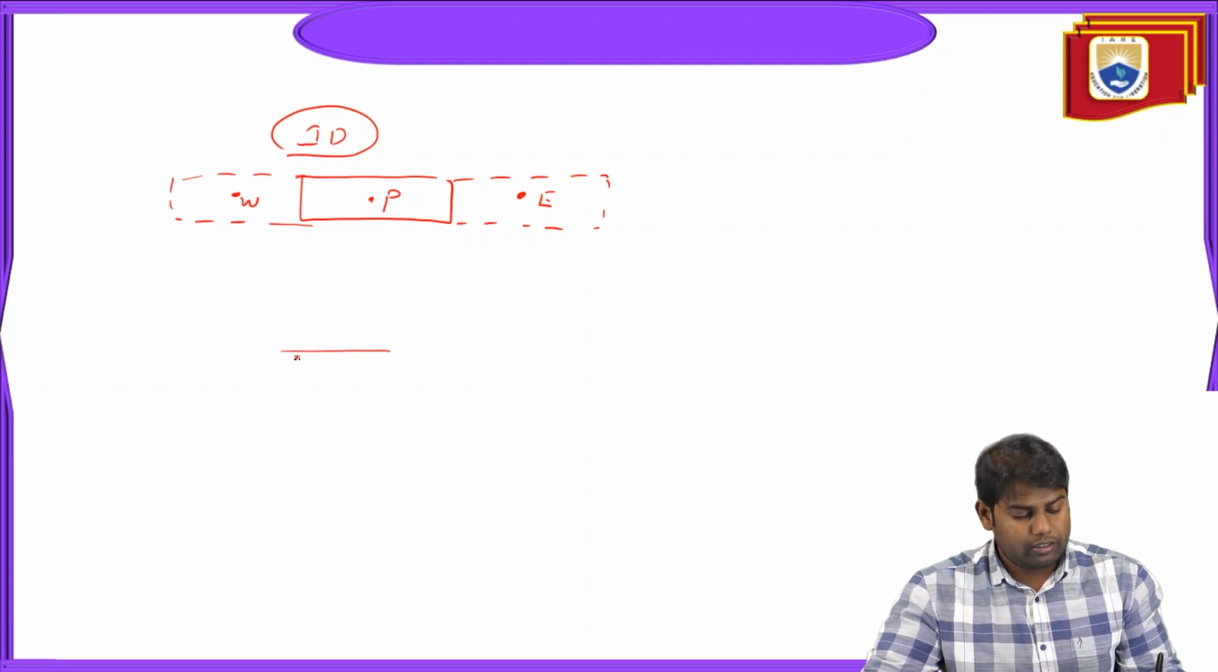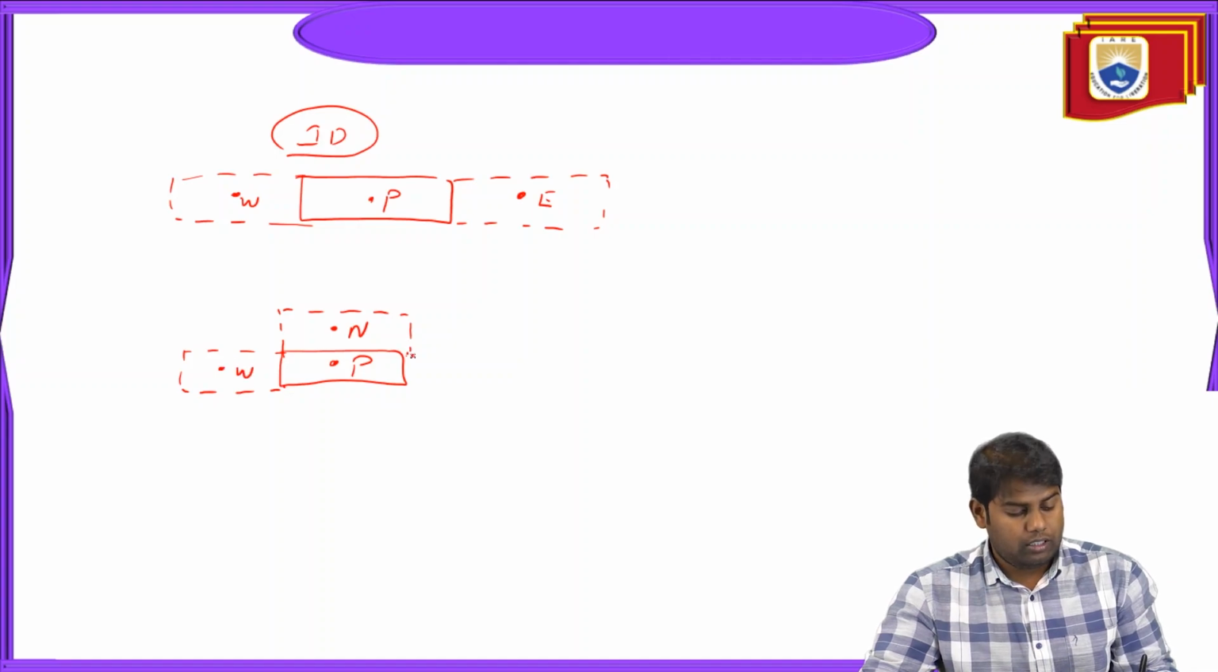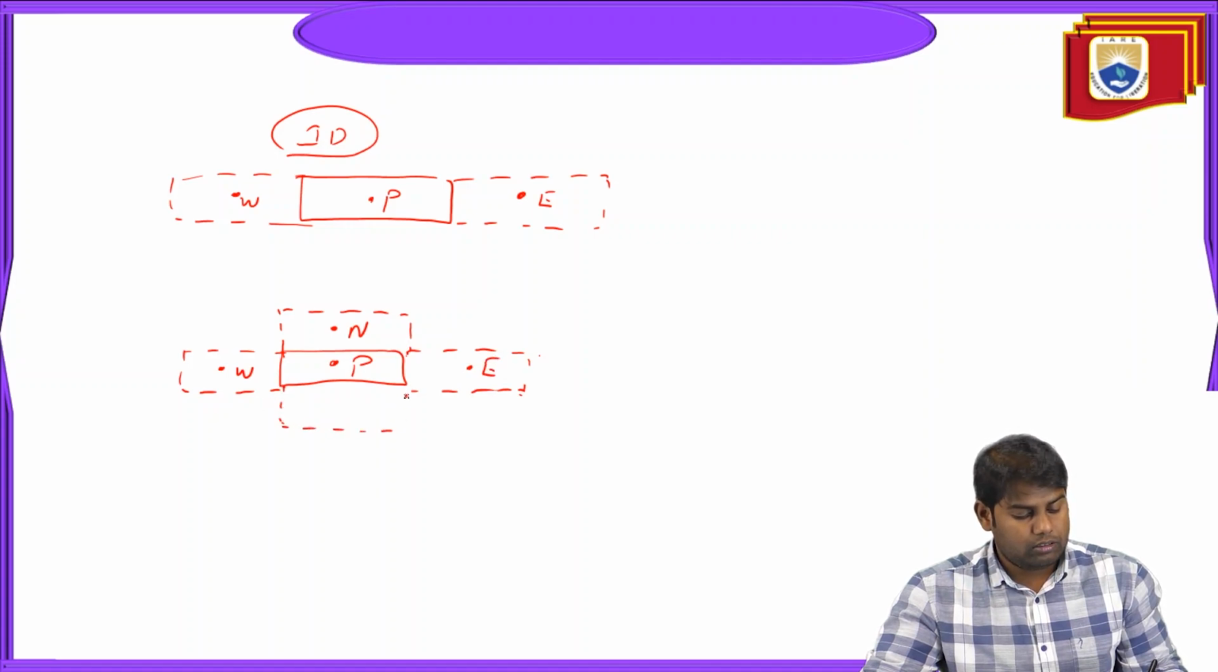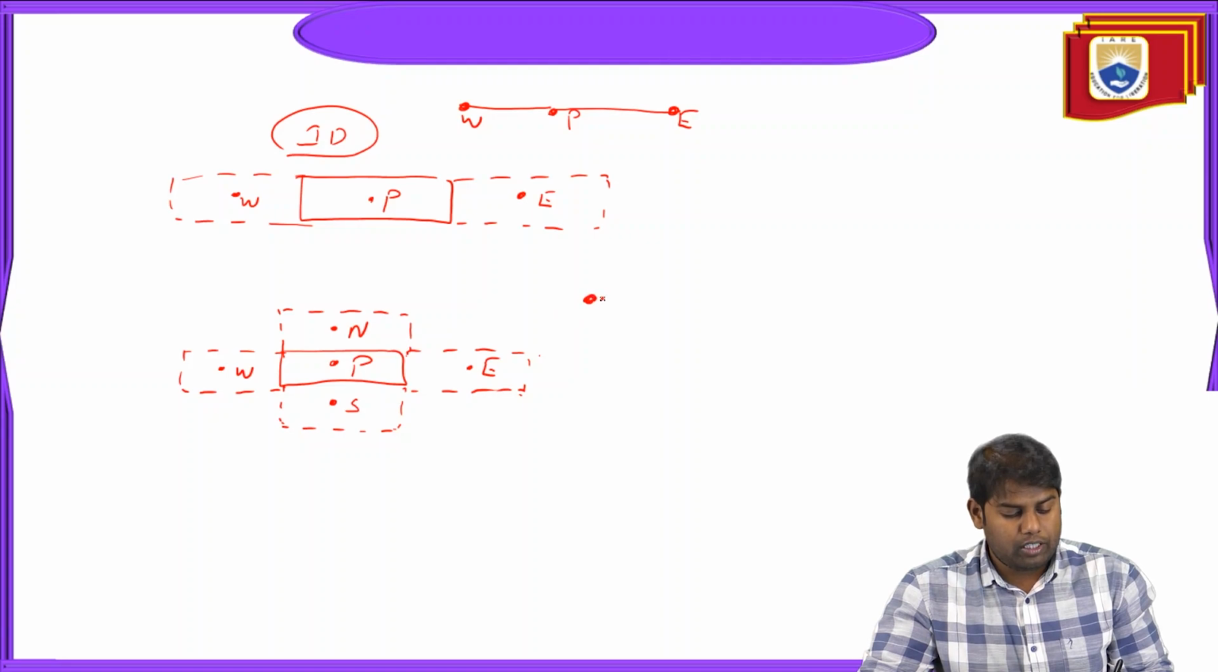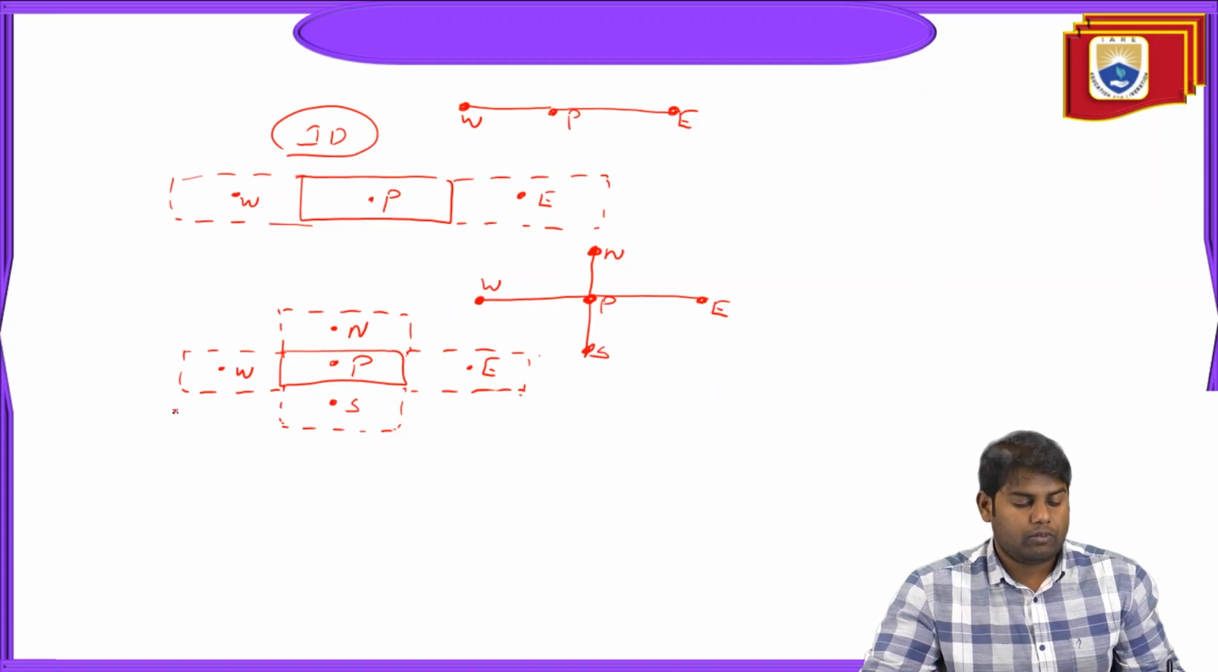For the 2D, again we draw a point of interest P. On top we have north, on this side west, on this side east, and here south. So here we have the point of interest P, with west, east, north and south. This is for 2D.